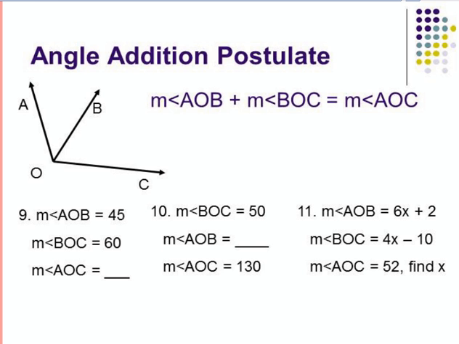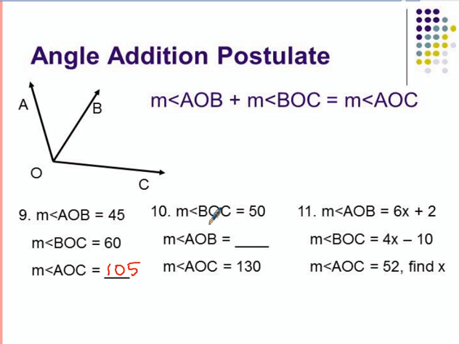The angle addition postulate is just like the segment addition postulate, except it has to do with angles. So we're just saying that AOB, so from here to here, plus from here to here, equals the whole thing. Okay, not real complicated. So let's see that in action. If AOB is 45 and BOC is 60, what's the whole thing? Well, you just add them. It's just that easy.